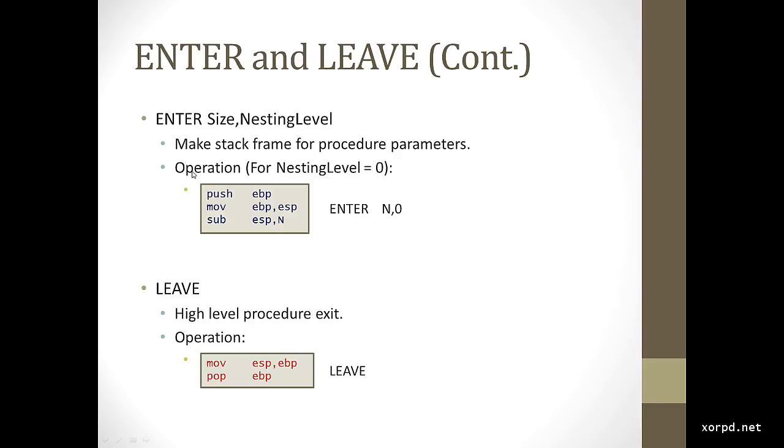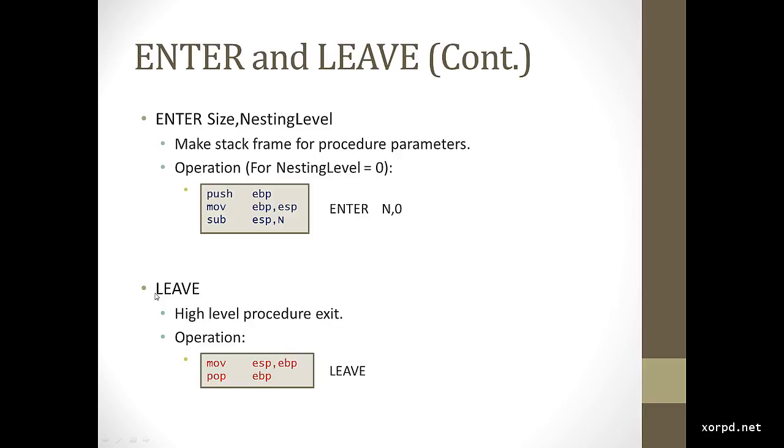It has the following operation, and I remind you that you have to set nesting level to 0. It is exactly equivalent to those three instructions. Push EBP, move ESP into EBP, and finally subtract n from ESP. Those three instructions are exactly equivalent to this instruction, enter n, 0.